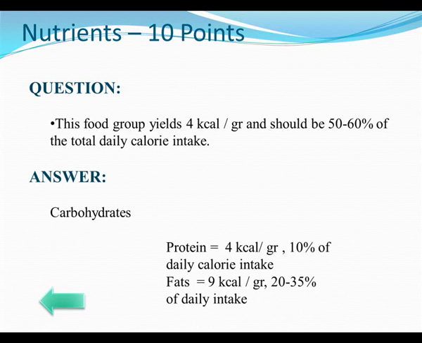Protein is 4 kilocalories per gram. That should be about 10% of your daily calorie intake. And fats have more calories per gram. They're 9 kilocalories per gram. It should be about 20 to 35% of your daily intake.